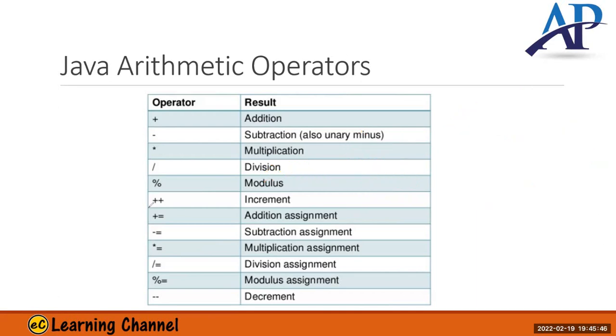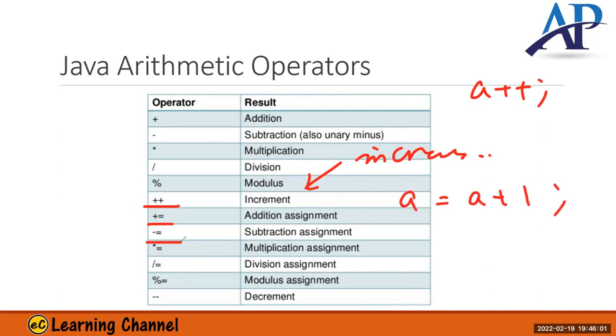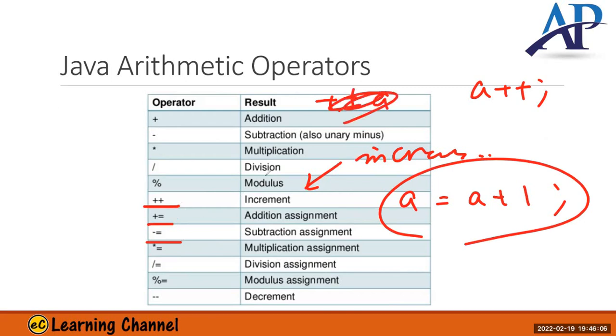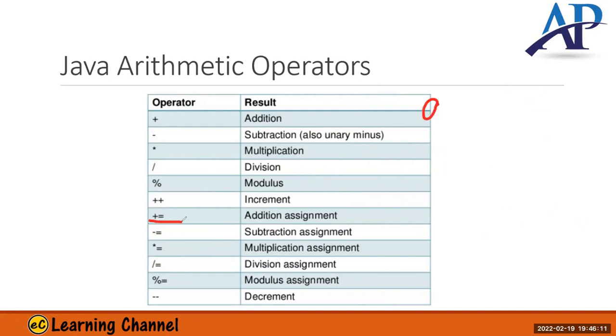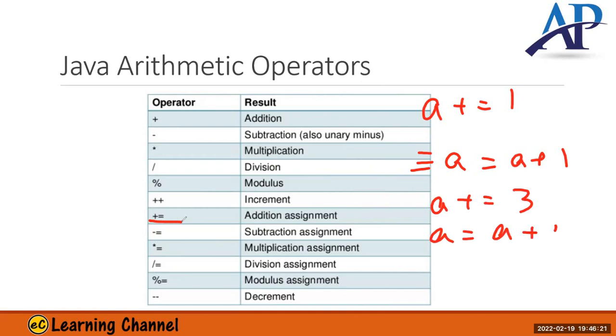So here we have increment and assignment operators. Increment means you increase the data. A plus plus means A equals A plus 1. Plus plus A is similar, but that form is not tested in AP. A plus equals 1 is equivalent to A equals A plus 1. A plus equals 3 is equivalent to A equals A plus 3.